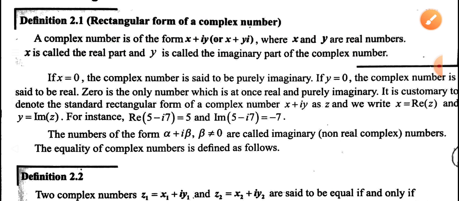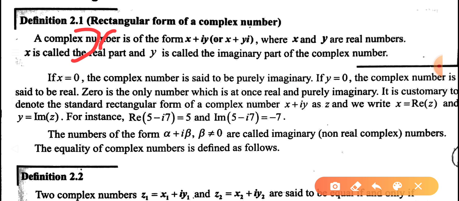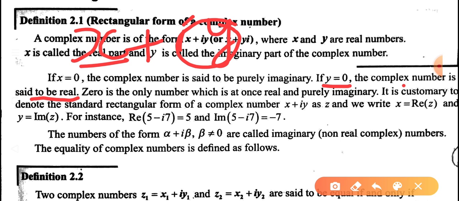If y is equal to 0, in our complex number form x plus iy, we substitute y equal to 0, that is, the imaginary part is 0. Then what is the answer? We get only x. So if y is equal to 0, the complex number is said to be real. x is a real part. Okay.